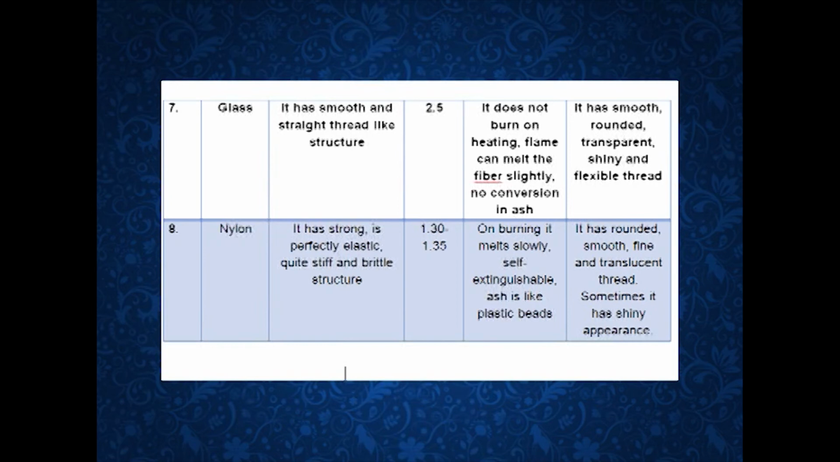Then is the nylon. Now nylon is strong, perfectly elastic, quite stiff and brittle in structure, with specific gravity between 1.30 and 1.35. On burning, it melts slowly, is self-extinguishing, and the ash is like plastic beads. Now coming to microscopic examination, it has rounded, smooth, fine and translucent threads. Sometimes it has a shiny appearance.